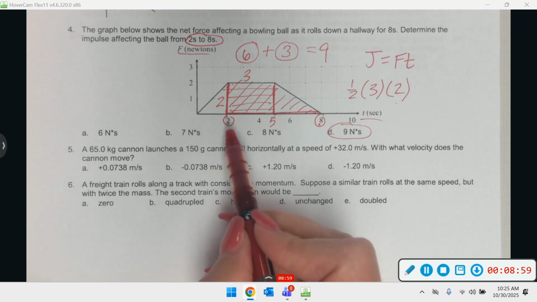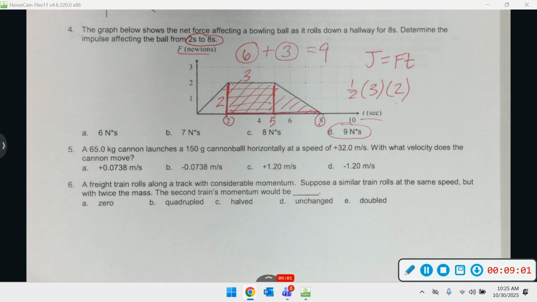There wasn't even a choice to include this because there's not a bigger one, so I guess that wouldn't be where you messed it up. But that is how you do this. Just find the area of the time that's described by the question. Sometimes it's not the whole time, okay, so please read those questions carefully.